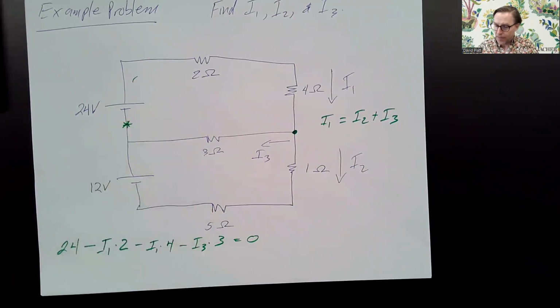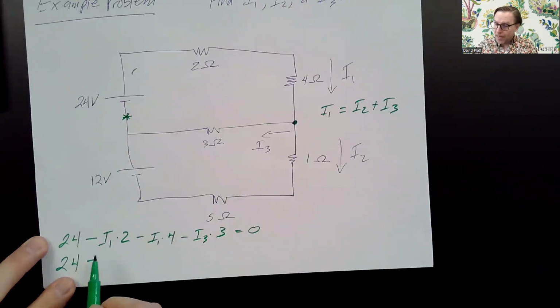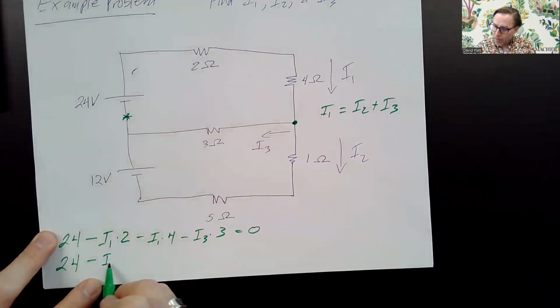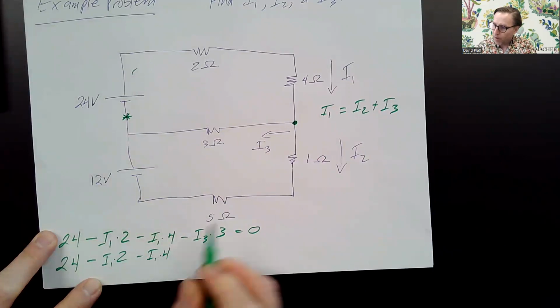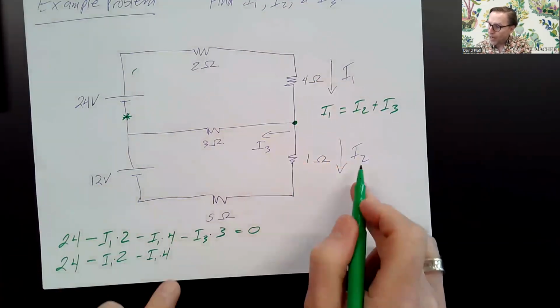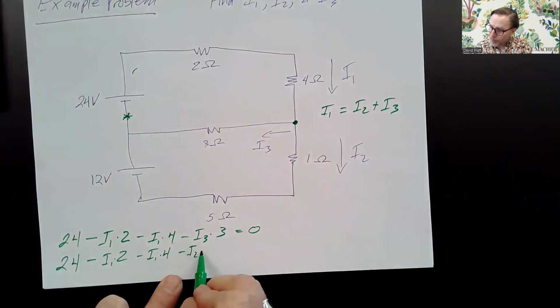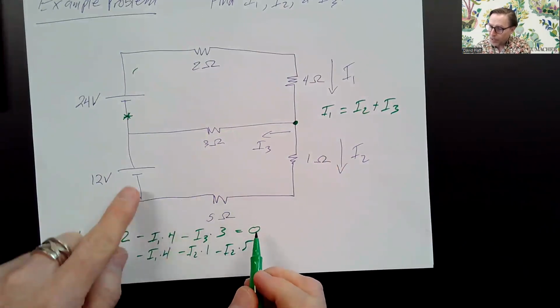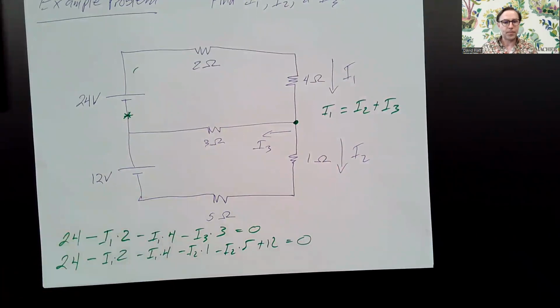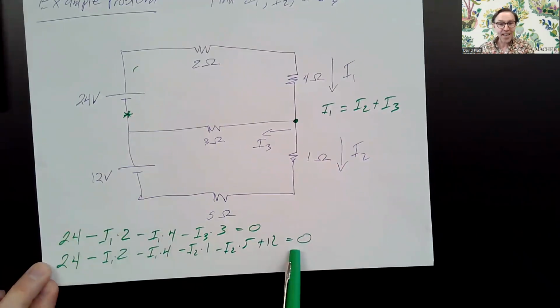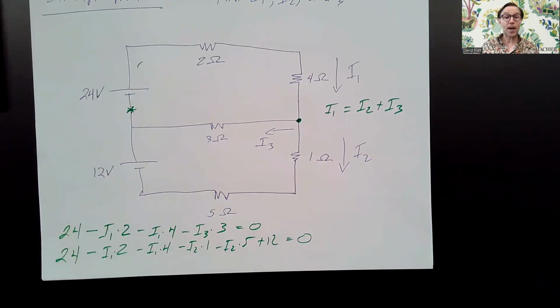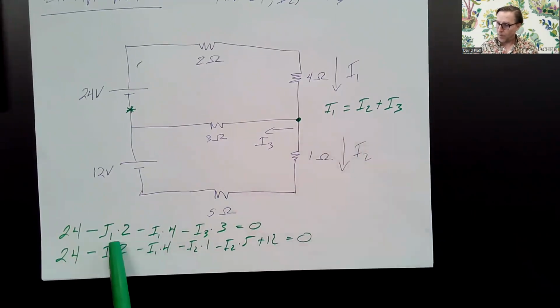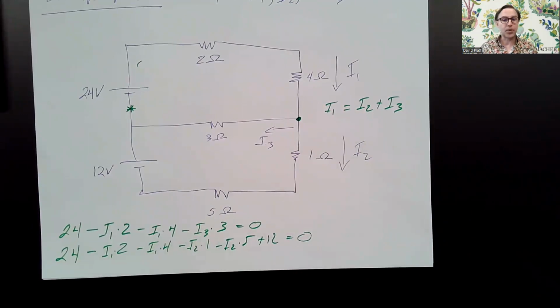So let's again start here and do 24 minus, and I'm still going to go here and here. So minus I1 times 2 minus I1 times 4. But instead of traveling left, now I'm going to go down and go I2 times 1 minus I2 times 5 plus 12 equals 0. Got it? So now I have 3 equations. I1, I2, I3, I1 and I3, I1 and I2. So I have 3 equations with 3 unknowns. And we can solve them.